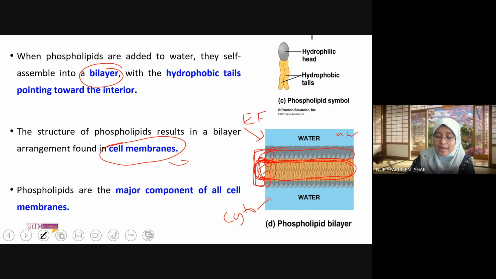It is also found in the membranes of organelles. Later in chapter 2 we are going to look at organelles. The nucleus has a membrane, the mitochondria also have membranes, the chloroplast also has a membrane. As long as it is a membrane, it is composed of a phospholipid bilayer. So phospholipids are the major component of all cell membranes. Cell membrane and plasma membrane are the same, the membrane of the cell.